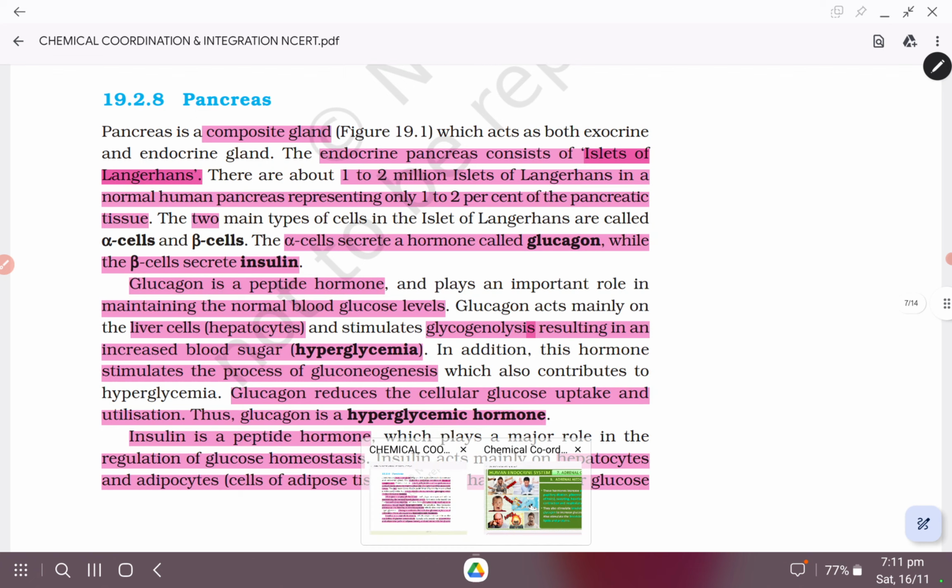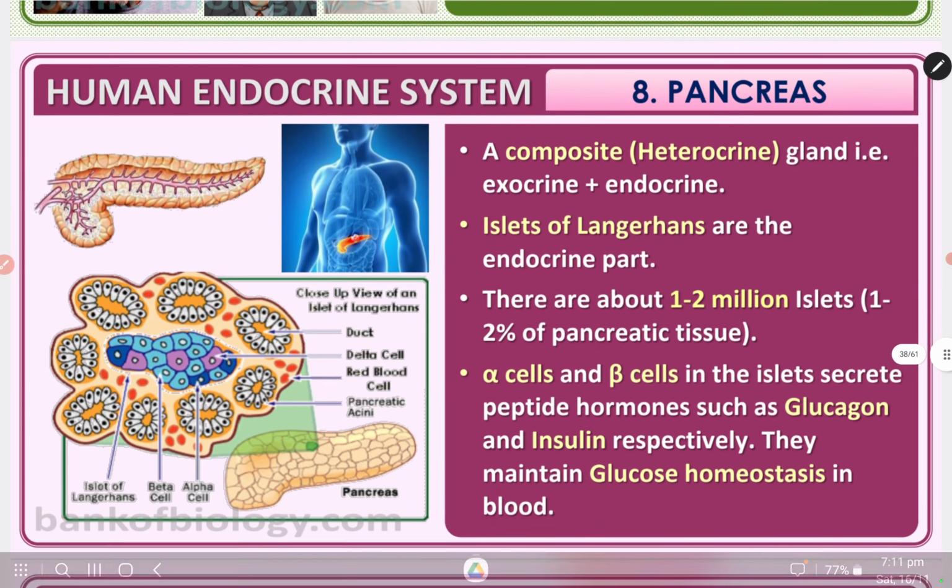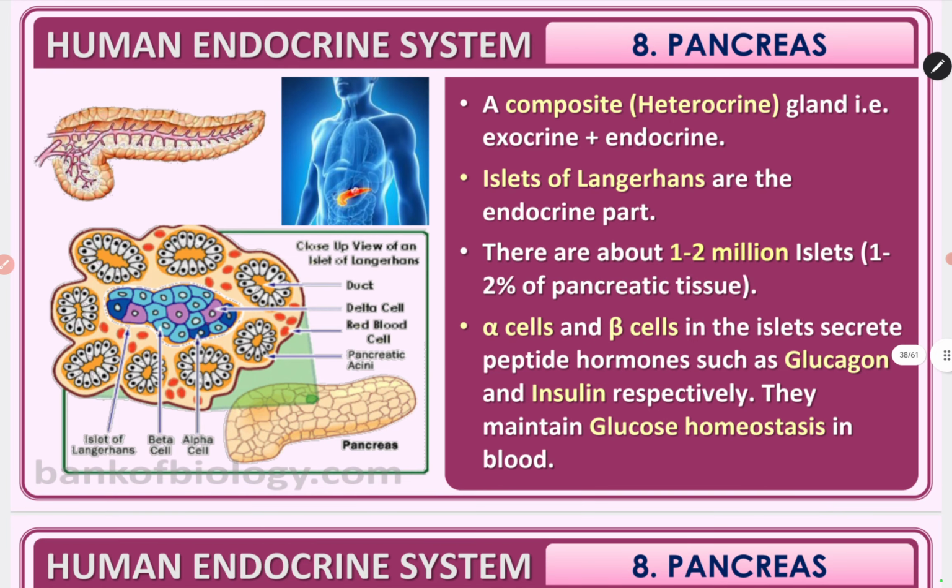Now, let's go to the PDF. Here, pancreas. A composite heterocrine gland, that is exocrine plus endocrine. Islets of Langerhans are the endocrine part. There are about 1 to 2 million islets, or 1 to 2% of pancreatic tissue. Alpha cells and beta cells in the islets secrete peptide hormones such as glucagon and insulin, respectively. They maintain glucose homeostasis in blood.